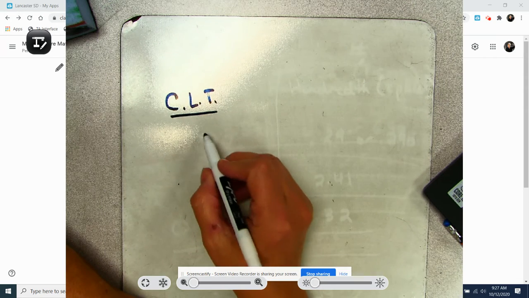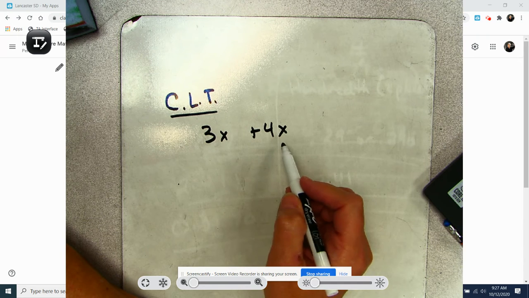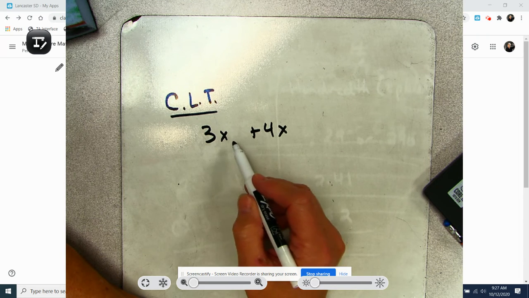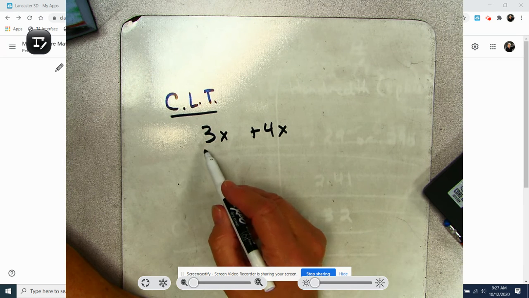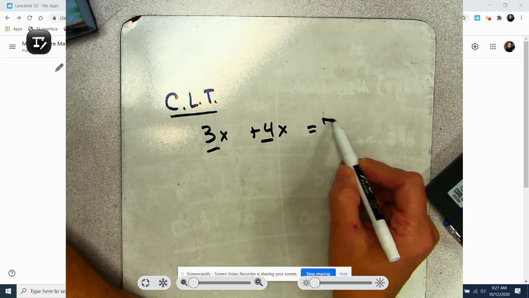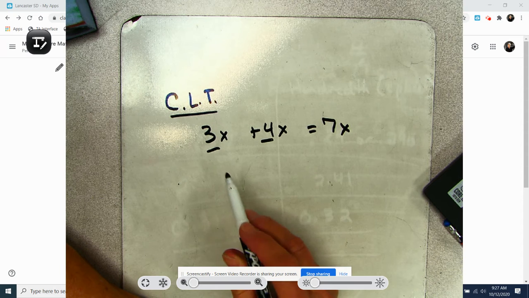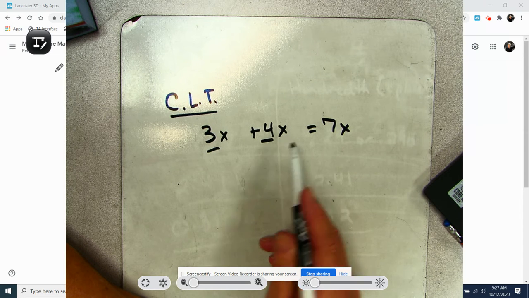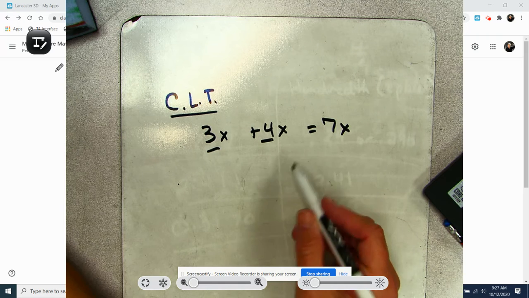So if you had 3x plus 4x, these are both variables. They're raised to the same power. They're x to no power, x to no power. And the coefficients are what you're going to combine. So you have 3 plus 4. This gives us 7x. So when I ask how many x's are there, you don't tell me 2 because you see 2. There are 3 here plus 4 more for a total of 7 x's.